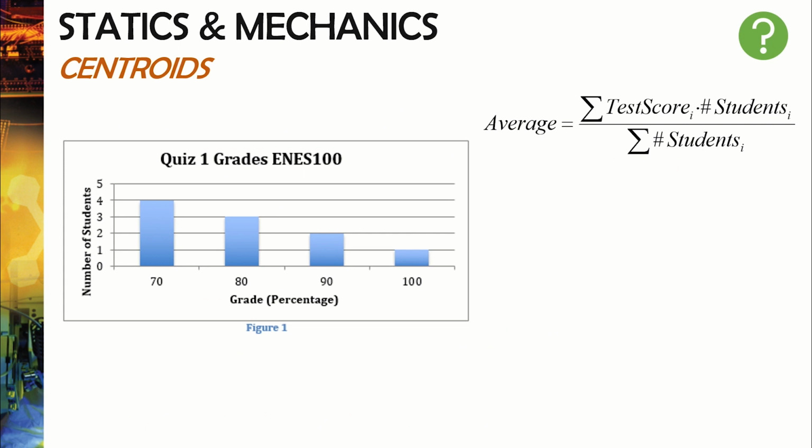Use your skills in computing the averages of quiz and compute the average of this quiz right here. Let's say that 4 students got a 70, 3 students got an 80, 2 students got a 90, and 1 student got a 100. I'll give you a minute to calculate this, and I'll let the timer go.